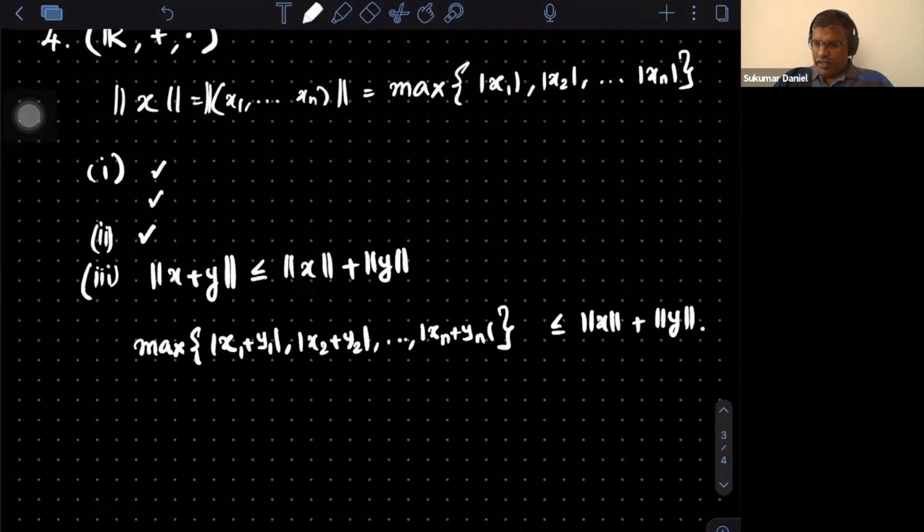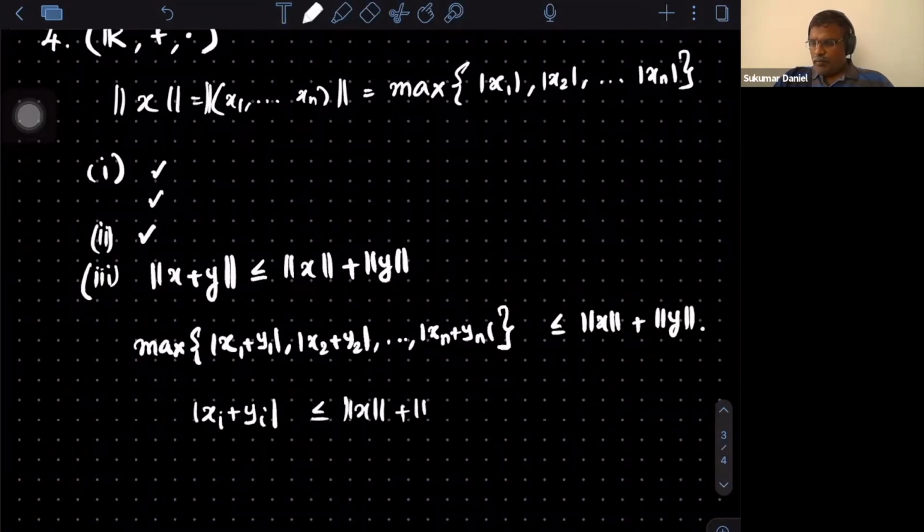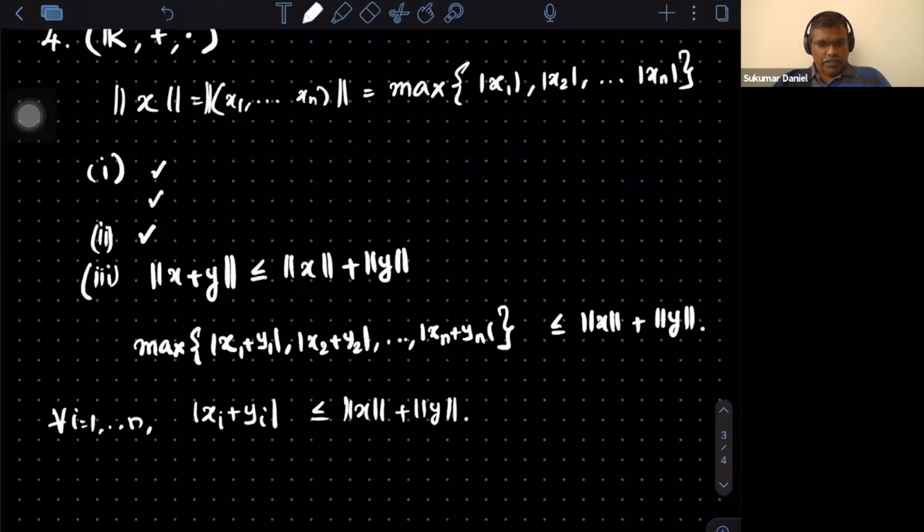Which means, is it clear that if I show that xi plus yi is less than norm x plus norm y, and if this happens for all i, then this is enough to show the triangle inequality? If I want to show this, then this is enough to show that. But is that immediate?